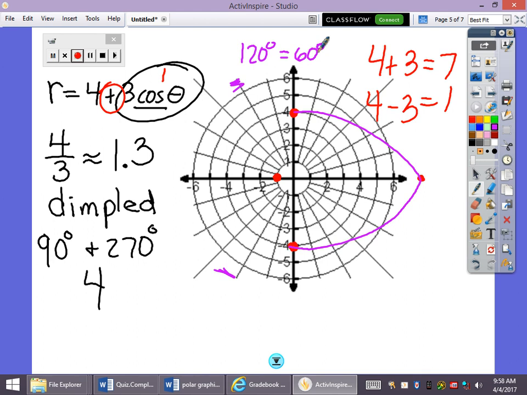Positive or negative? Negative. Okay. So I'm going to do 4 plus 3 times a negative 1/2 because the cosine of 60 is 1/2, which gives me 4 minus 1.5, which is 2.5. So 2.5 is right here on the 60. I have an extra line because mine counts by 15, okay? Now, do I have to do any other math? No, because it's all symmetrical. So I'm going to come over to this 60 and mark it right there, 2.5. Make my dimple. Graph is done.